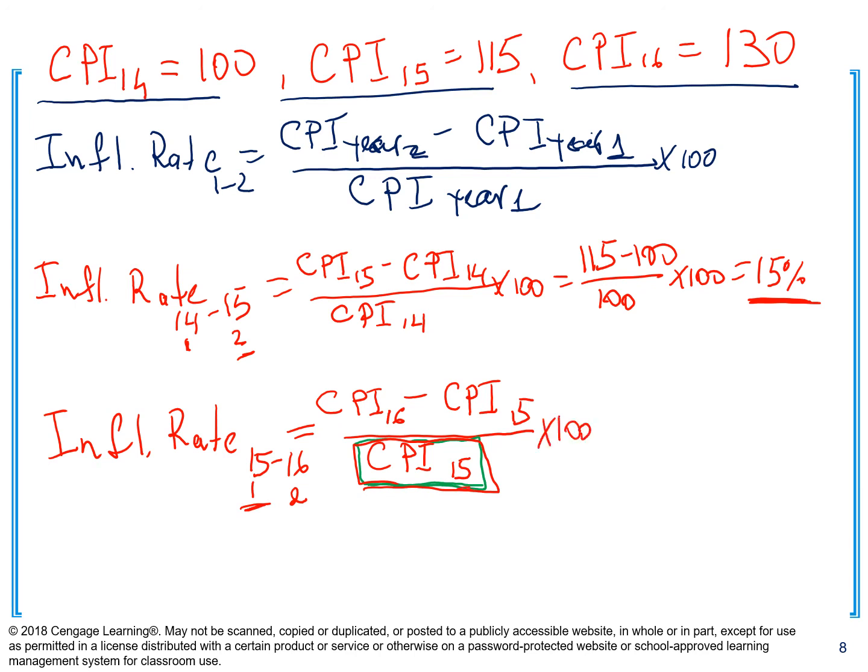Now multiply by 100. What do we have? We have 130. Remember, we calculated these indexes on the previous slide. So we have 130 minus 115 divided by 115. Common mistake, you put 100 over here. Multiply by 100, and the inflation rate is going to be 13%. Maybe there is some change over here, but we're going to round. It's 13%. So therefore, the cost of living of a typical consumer has increased between these 2 years, year 15 and 16, by 13%.